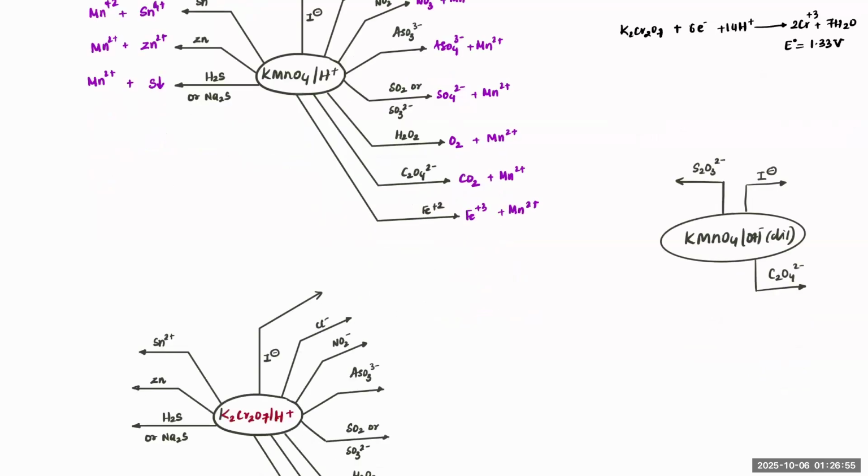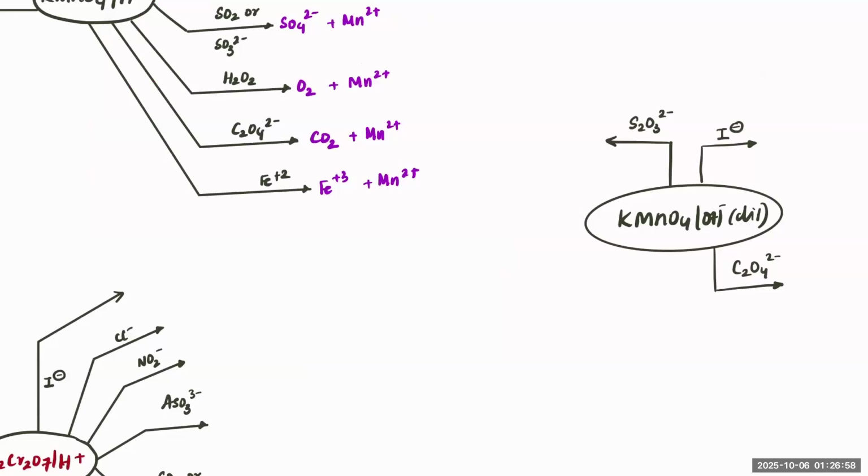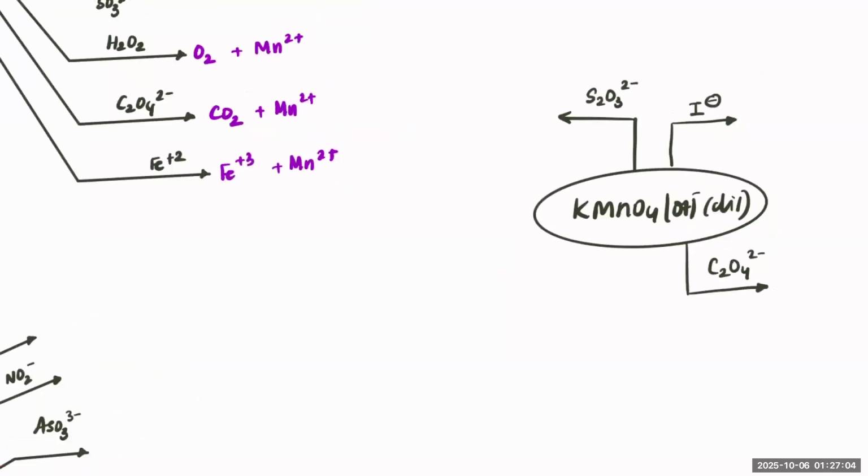Next, as far as basic medium reactions are concerned, what are the basic medium reactions of KMnO4? There are many, but these three are the ones in your course. When you react KMnO4 in basic medium, I minus will convert into IO3 minus. This has been asked in JEE Mains recently almost 2-3 times. In 2025 there were questions based on that, and in JEE 24 also. So I suggest remembering clearly that I minus converts into IO3 minus.